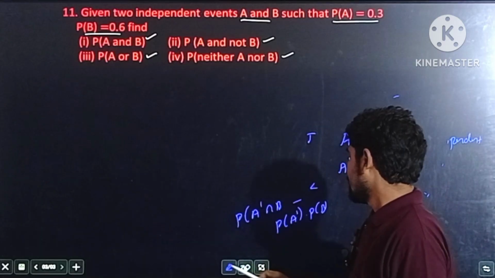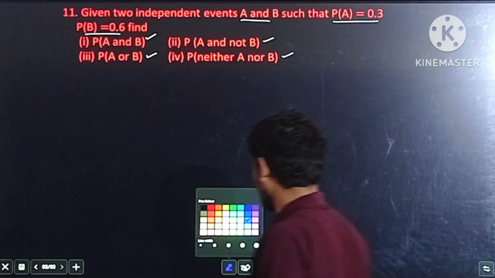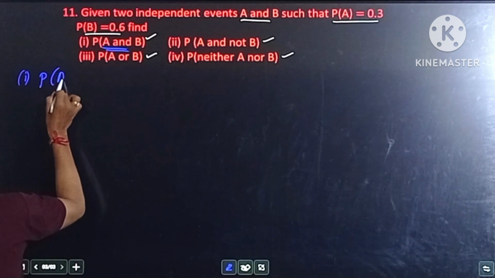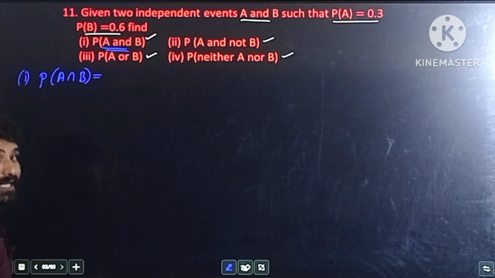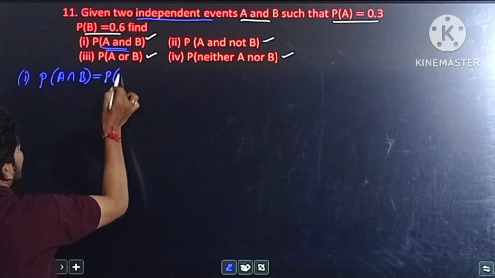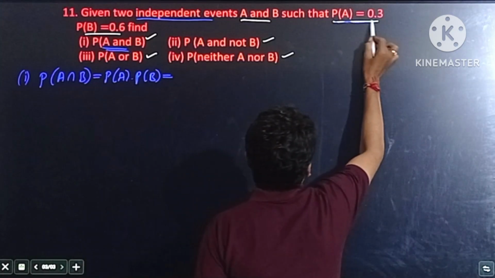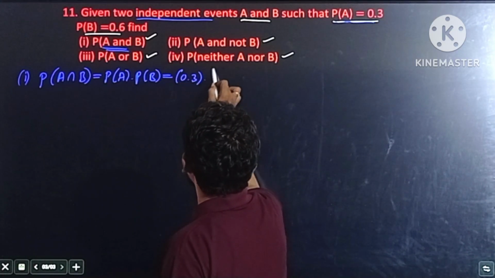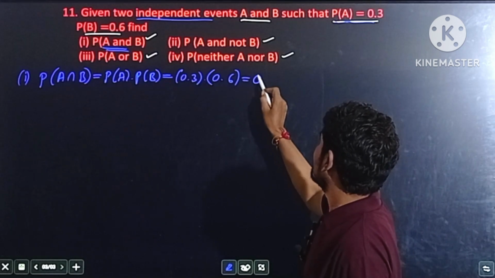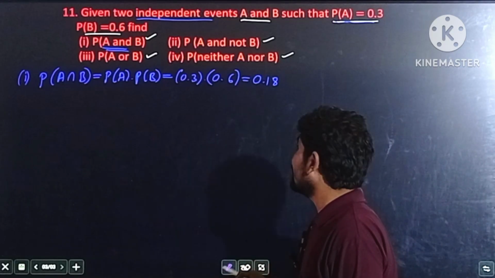Now see here. In this question, first we need to identify the value of probability of A and B, meaning probability of A intersection B, and he has given A and B are independent events. So it means probability of A intersection B should be equal to probability of A into probability of B, which is equal to 0.3, the probability of event A, into 0.6, the probability of B, and 0.3 into 0.6 is 0.18, the value of probability of A and B.